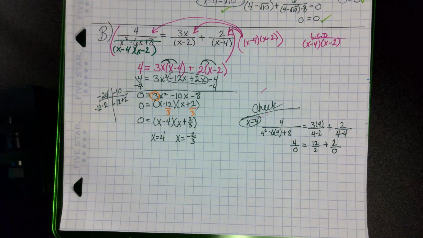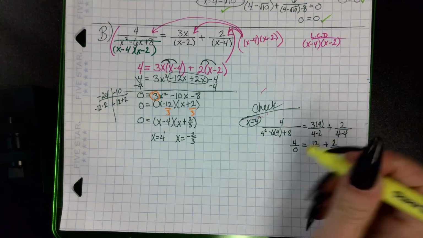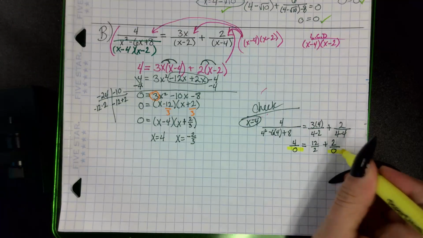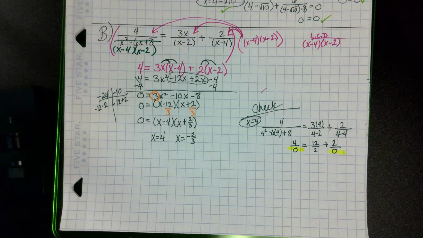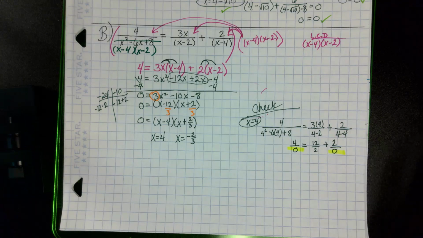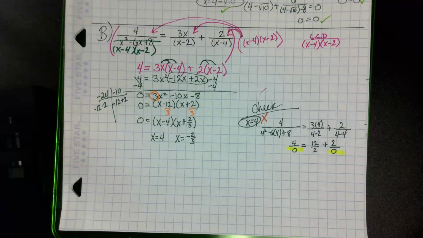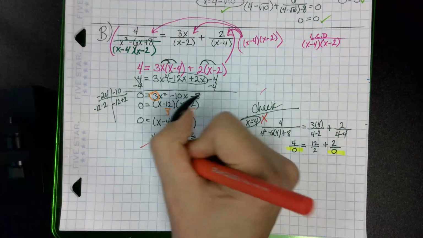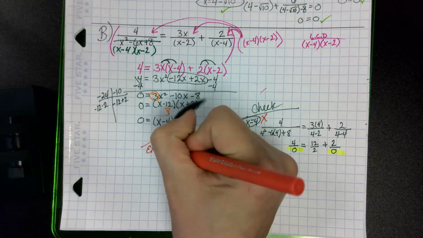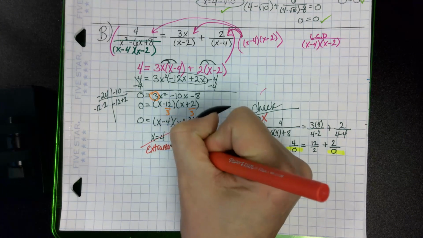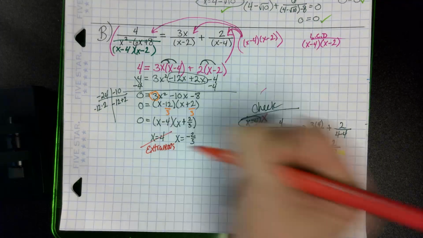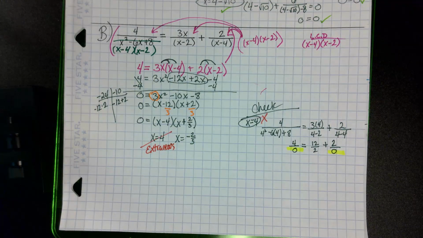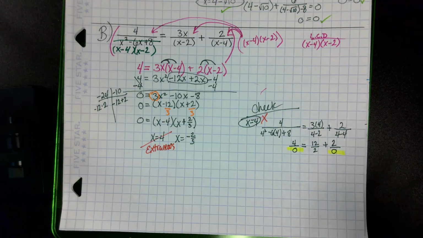And I don't need to go any further than that because I can see there's 2 big problems. Divide by 0, divide by 0. You're not allowed to ever divide by 0. So if it says divide by 0, it doesn't work. Fails the check. So that means that x equals 4 is an extraneous solution. So it's still part of the answer. I just need to mark it off and show that it's extraneous, that it failed the check.